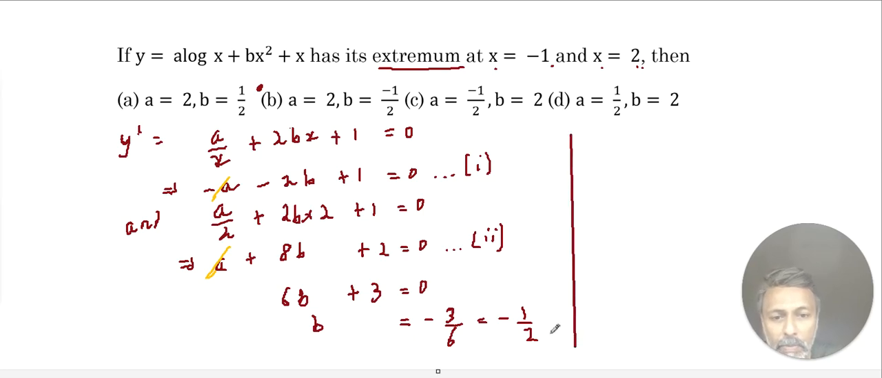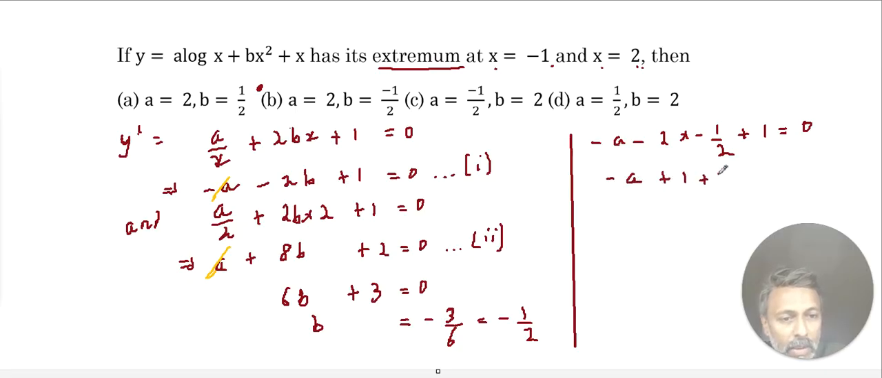Let us substitute b as minus half in equation 1. So we get minus a minus 2 into minus half plus 1 is equal to 0. So minus a plus 1 is equal to 0. Therefore, a is equal to 2. It is fulfilling option B now fully, completely. We mark option B. This is the end of our MCQ session.